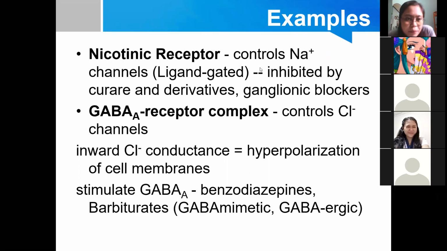Okay, another example is the GABA receptor. GABA is another neurotransmitter.